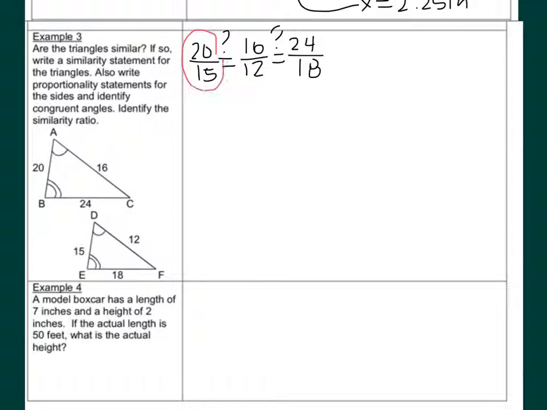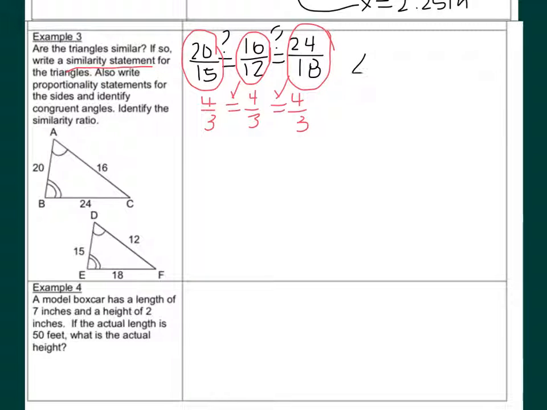If I simplify 20 over 15 by dividing by 5, I would get 4 over 3. If I simplify my second fraction and divide by 4, I would get 4 over 3. Okay, so far so good. Those are equal. And then 24 over 18, if I divide by 6, I would get 4 over 3. Well, that makes me really happy. The sides really are proportional. If the sides are proportional, then I know that these two triangles are similar. So let's write a similarity statement to show that the triangles are similar.